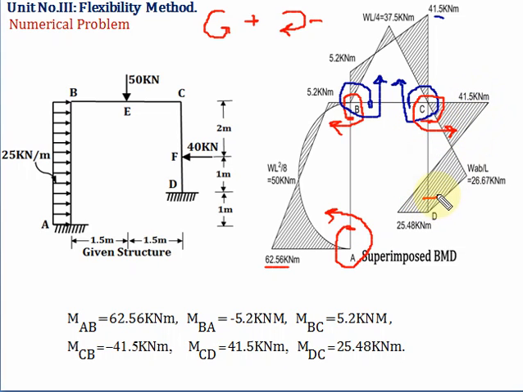Then member DC. Here the value is plus. Plus means you have to rotate the joint D in anti-clockwise direction. So I will rotate the joint D in anti-clockwise direction, and it should cut the member DC once. So the value 25.48 is on the left hand side. So join this by a straight line. So here we have found the fixed bending moment. Now we'll draw the free bending moment diagram.